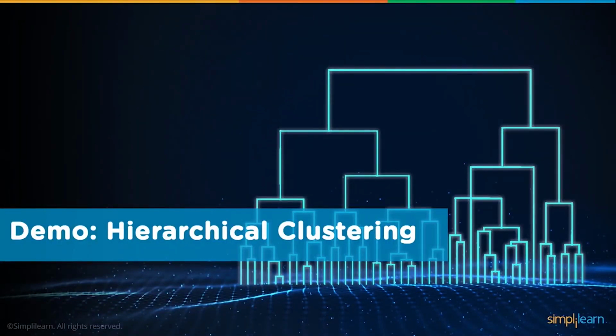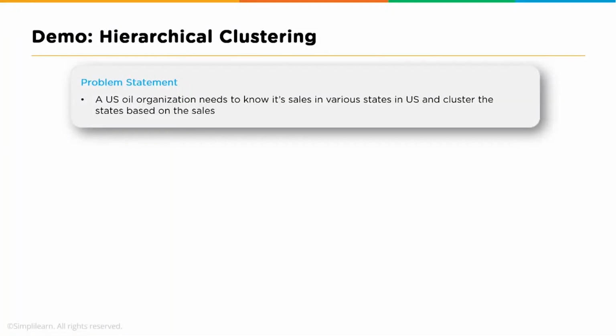So we've kind of learned a little bit about the background and some of the math in hierarchical clustering. Let's go ahead and dive into a demo. And our demo today is going to be, for the problem statement, we're going to look at U.S. oil. So a U.S. oil organization needs to know its sales in various states in U.S. and cluster the states based on the sales. So what are the steps involved in setting this problem up?